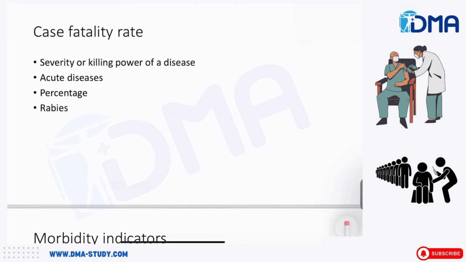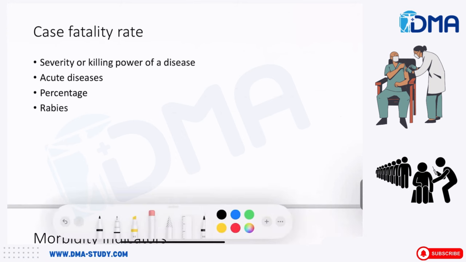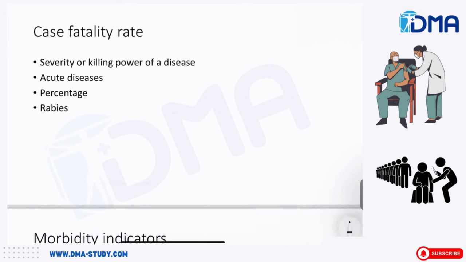Know about case fatality rate. What does that mean? Case fatality rate. See, fatality is the killing power of the disease. It is the killing power of the disease, and case. So what you will do?